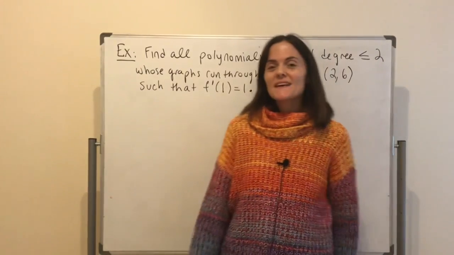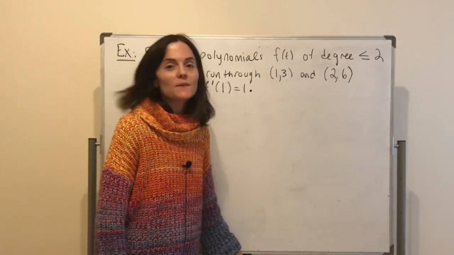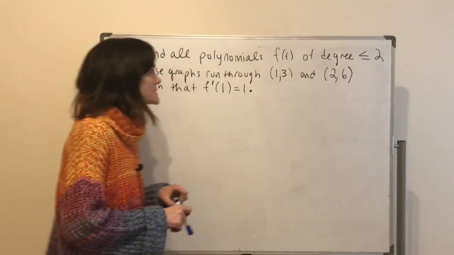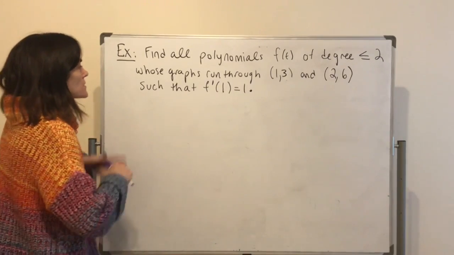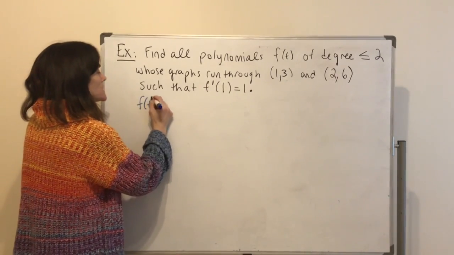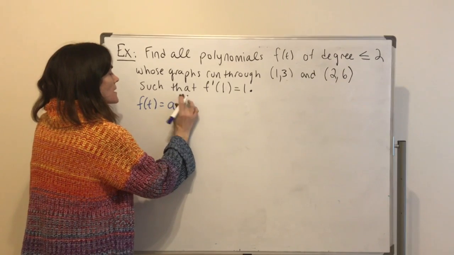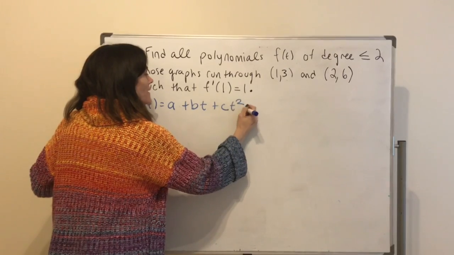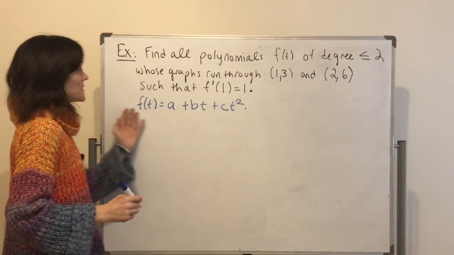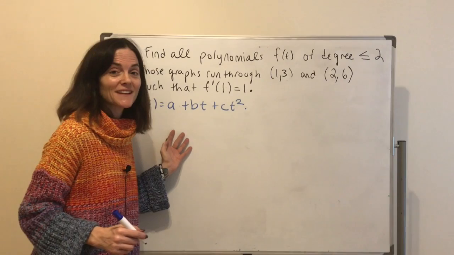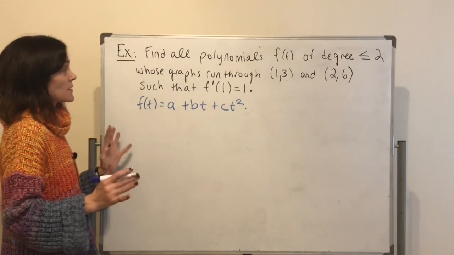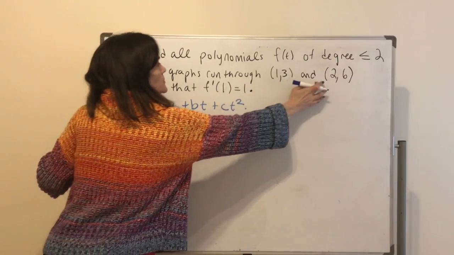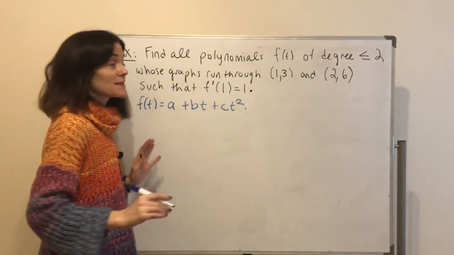Let's close with this example. It's a little bit different, but it's a nice application of a linear system. We want to find all polynomials. Maybe I should write that f of t is of the form a plus bt plus ct squared, like this. We want to find, well, this is a general polynomial of degree less than or equal to 2. And then we have this information. The graph needs to go through this point, and then we know something about the derivative.